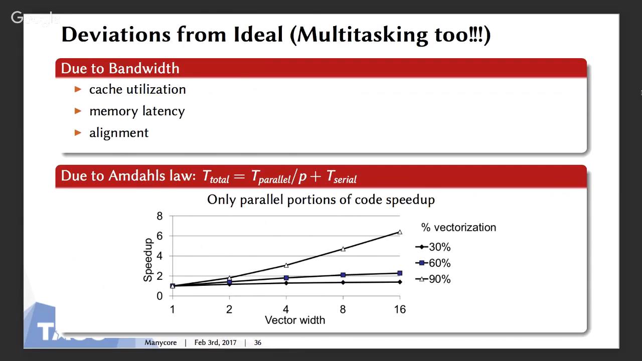And the serial portion of my code is not getting any faster through vectorization or through multitasking. So at the bottom here, I just have a diagram of what you can expect based on the percent of your code that's vectorized. The triangles here is if your code is 90% vectorized. With a vector width of 16, I still would only get a speed up of about 6 times. And then it gets progressively worse. At 30%, I get not even a double speed up if I'm using 16 vector width registers.